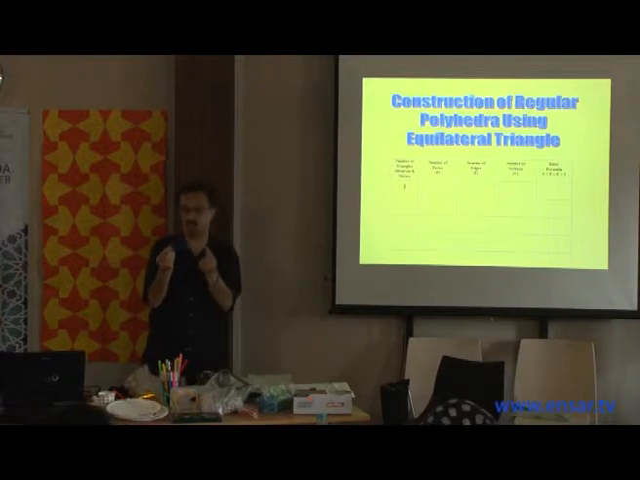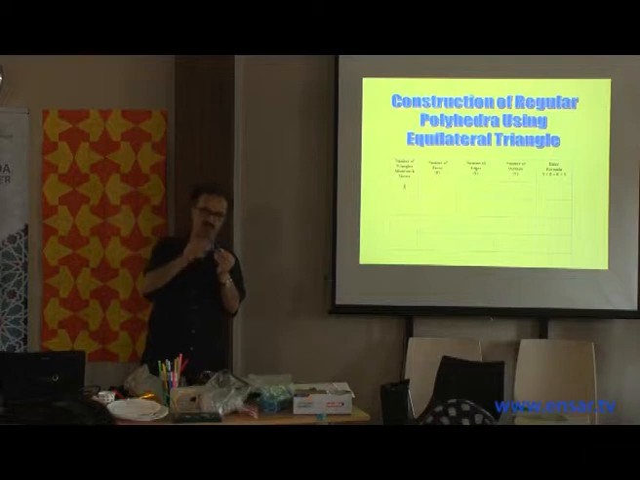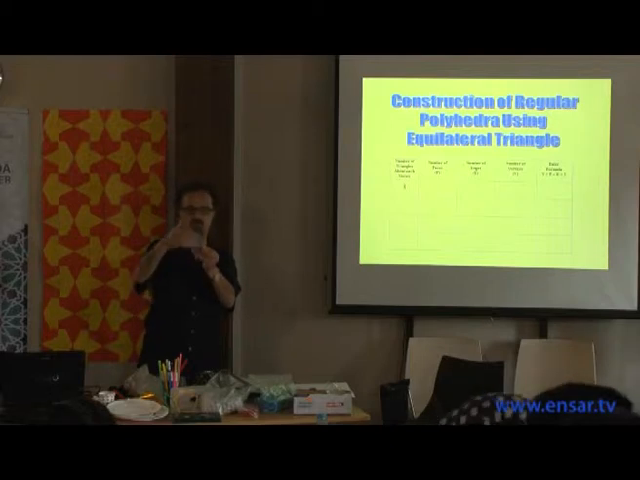So this is the first one that Plato called fire, right? Now, this one, each side is an equilateral triangle. How many faces do you think this object has? 4. 1, 2, 3, 4.